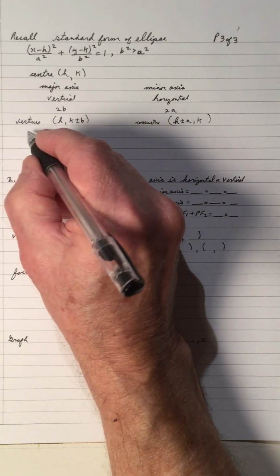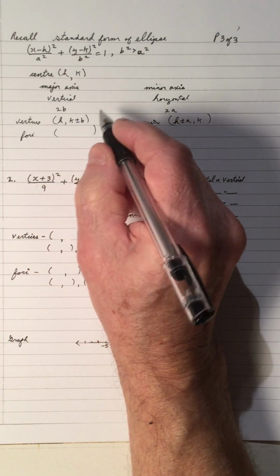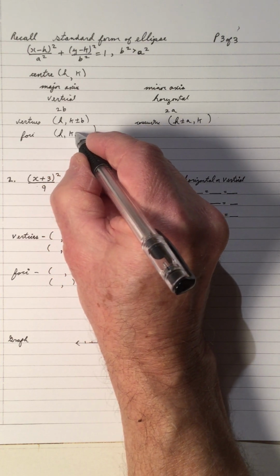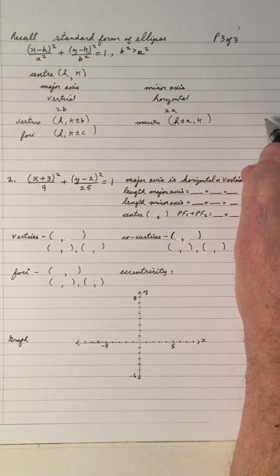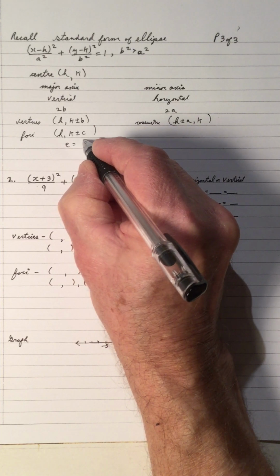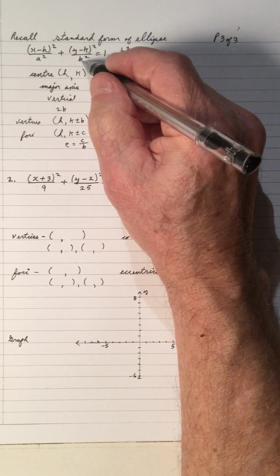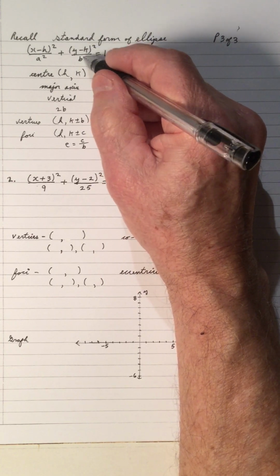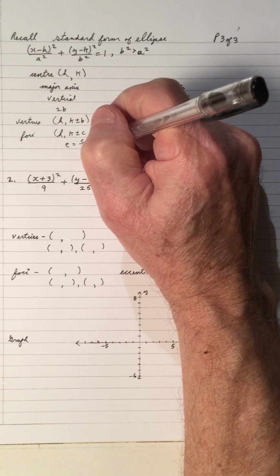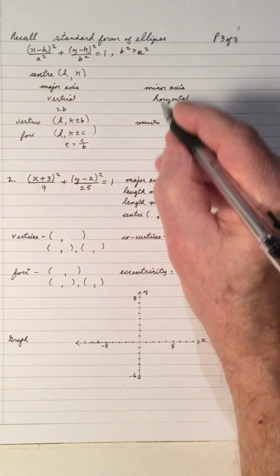And we have the foci. Foci are on the major, so the major is here, we have h, k, and the foci are plus or minus c, the distance from the center. And this time e is c over b. When it's vertical, the longer axis is the y, so it's c over b. When it's horizontal, it's c over a, because the horizontal is the major axis.